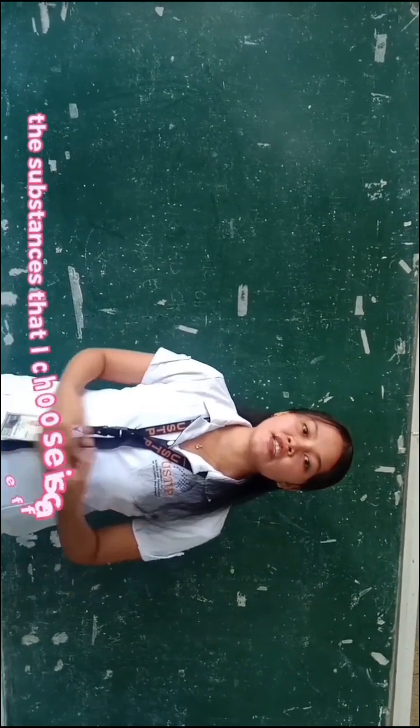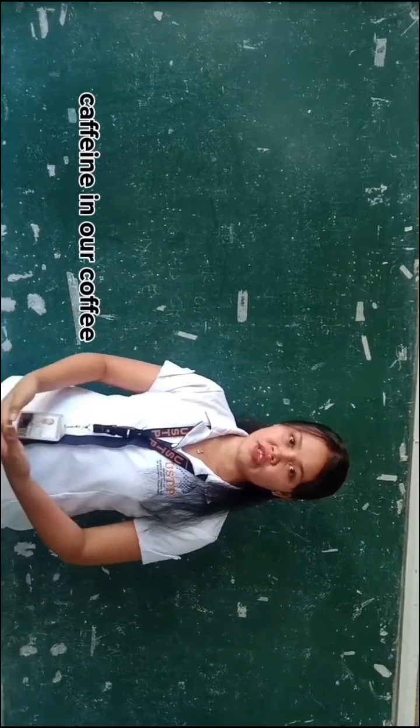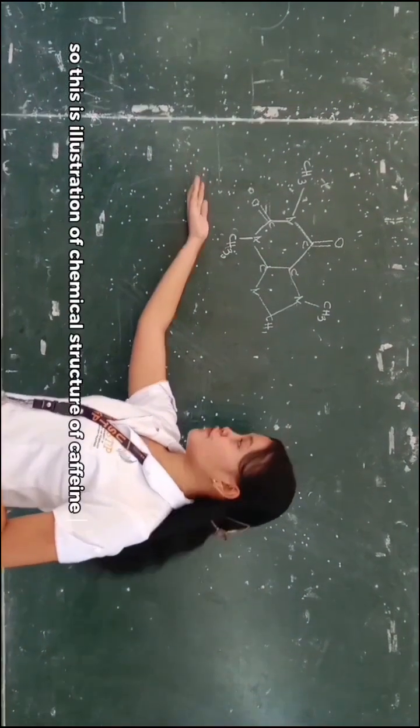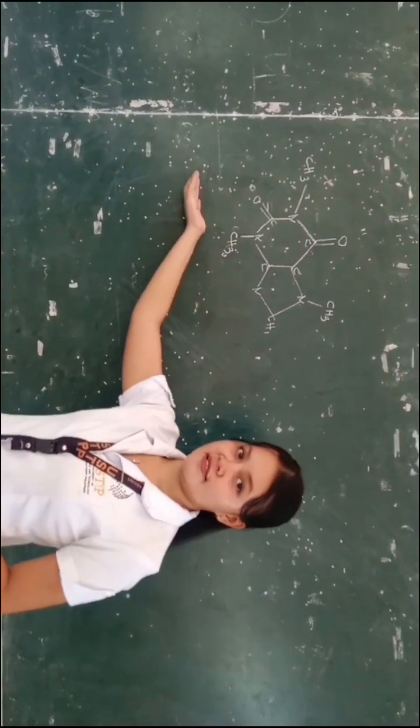Everyone, I am Jovi Jane. The substance that I choose is caffeine, also known as the caffeine in our coffee. So this is the illustration of chemical structures of caffeine.